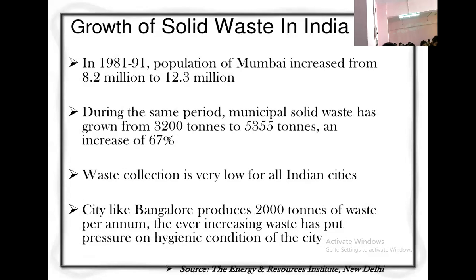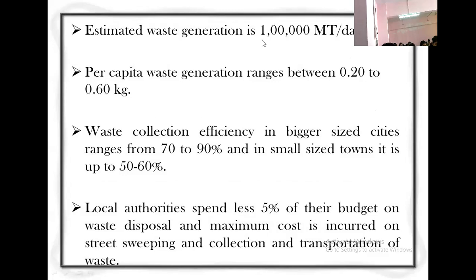Estimated waste generation is about 1 lakh metric tons per day. Per capita waste generation ranges between 0.2 to 0.6 kg. Waste collection efficiency in bigger cities is 70 to 90%, and in small towns it is 50 to 60%.